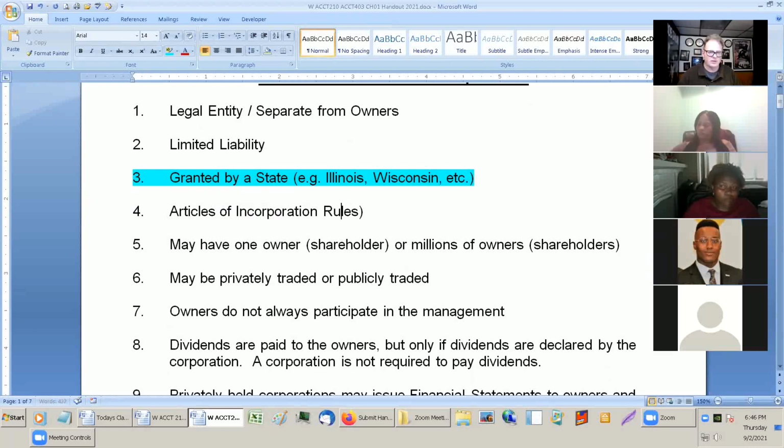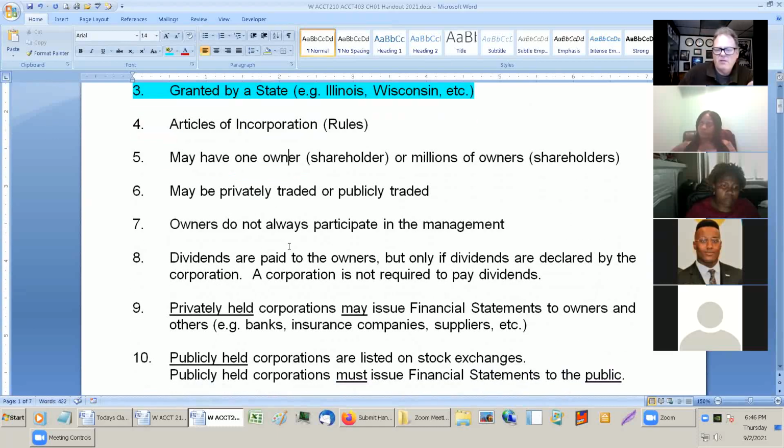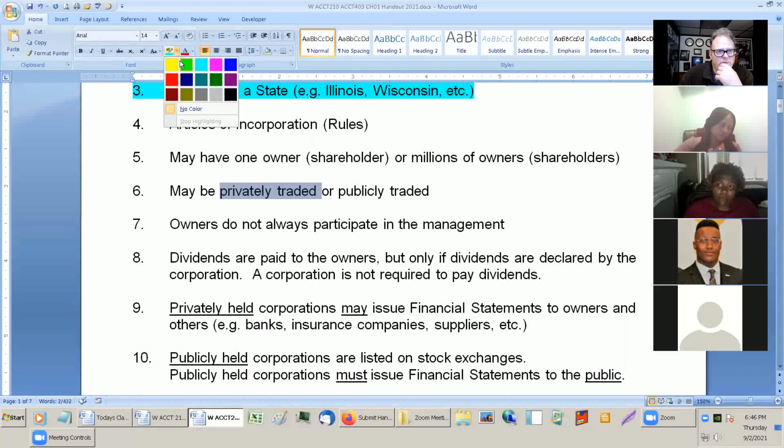The rules for issuing stock and all that kind of stuff. There'll be rules for it. They may have one owner, and they could have millions of owners. They may be privately traded, in other words, only a few people have it, or publicly traded. I mean, anyone could buy it.